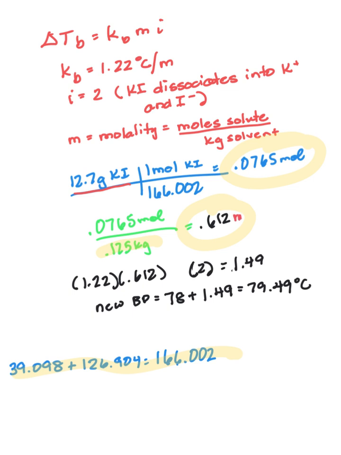So my K of B is 1.22. That times my molality times my 2, because I have a strong electrolyte that's going to split into 2 pieces. So that 1.49 is the change in my boiling point. To find my new boiling point, remember it's boiling point elevation, so it's positive. I add that to my boiling point to get now 79.5 degrees Celsius.